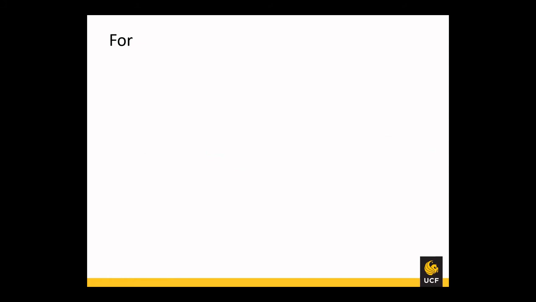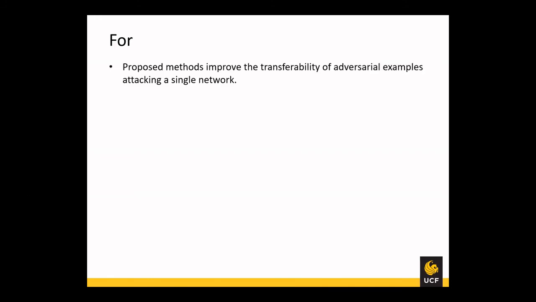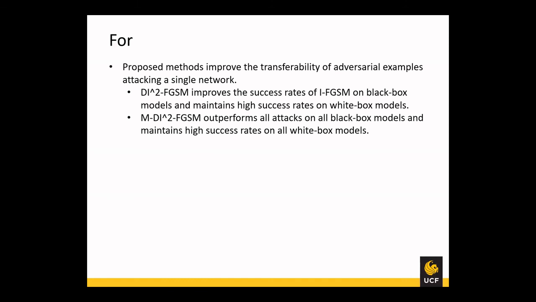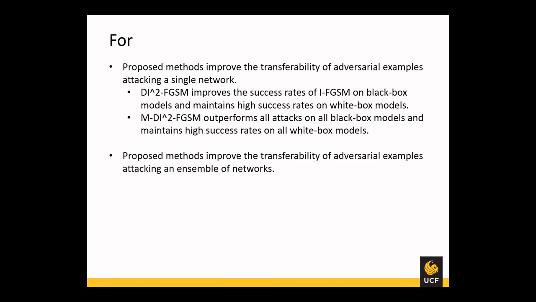All right. So there are a few takeaway points for this paper. The proposed methods improve the transferability of adversarial examples attacking a single network. DI square FGSM improves the success rates of IFGSM on black box models and maintains high success rates on white box models. Also, MDI square FGSM outperforms all attacks on all black box models and maintains high success rates on all white box models. The proposed methods improve the transferability of adversarial examples attacking an ensemble of networks as well.